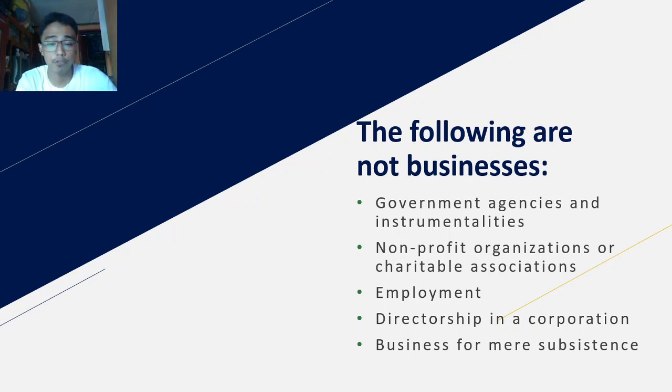And last is business for mere subsistence. So when we say for mere subsistence, these are businesses for livelihood. Okay, for livelihood. So we determine or we define the business for mere subsistence as those businesses with gross sales or receipts not exceeding 100,000 per year. So if a business does not exceed 100,000 per year, it is considered to be a business for mere subsistence, and thus it is not subject to business tax.